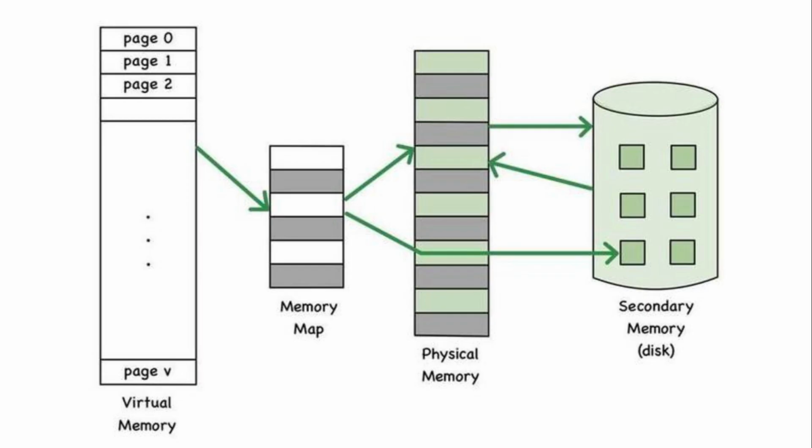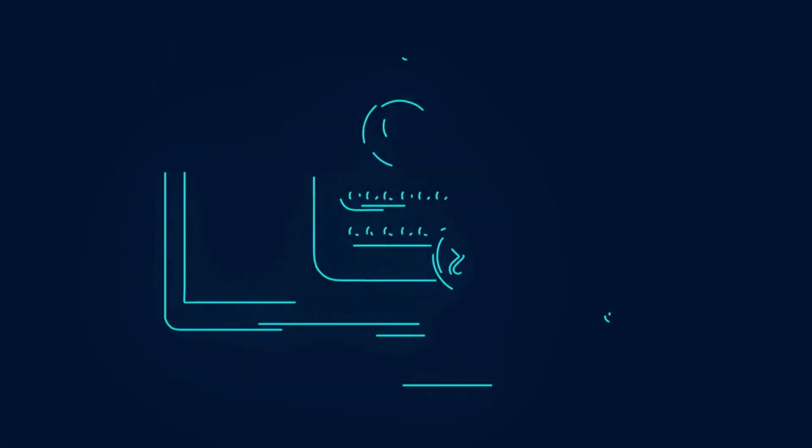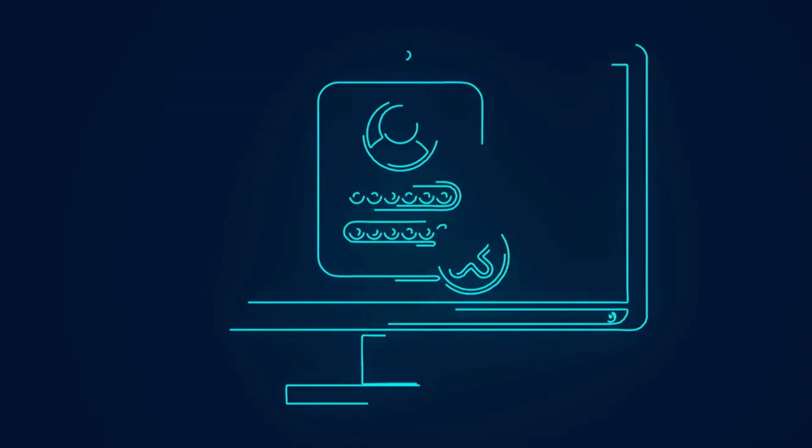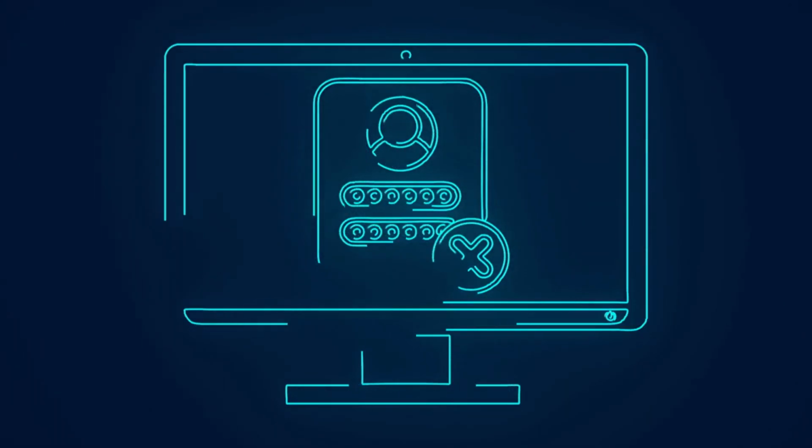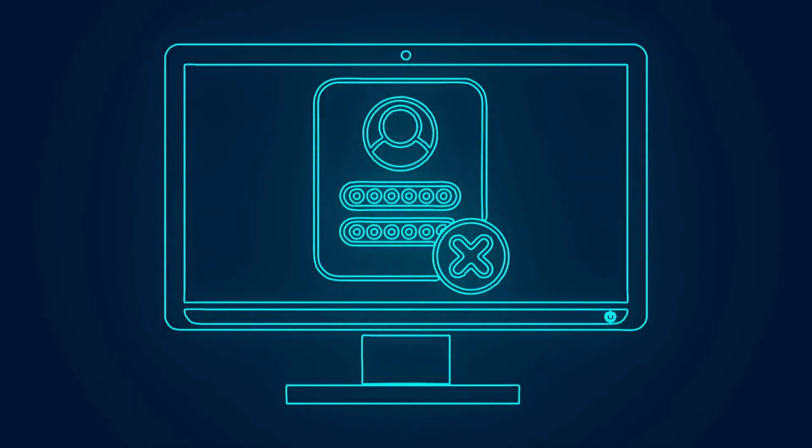This illusion is why programs are isolated. Two programs can both think they are using memory at address 0 without colliding. If a program tries to touch memory it does not own, the OS stops it. That crash is not a failure. It is memory protection working as designed.